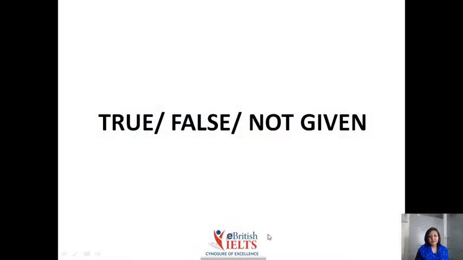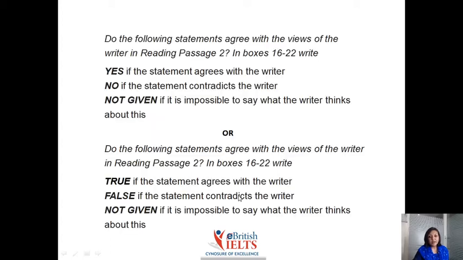Right. So true, false, not given is going to appear as either true, false, not given or yes, no, not given. That is what you're going to see in the instruction section. True or yes if the statement agrees with the passage or the writer's opinion. No if it contradicts, and not given if it is impossible to make out from the passage what the writer means, or it's not discussed at all, to make it simpler for you.